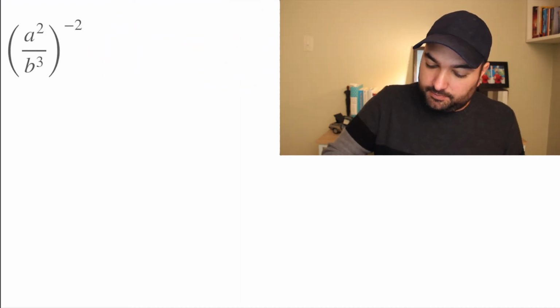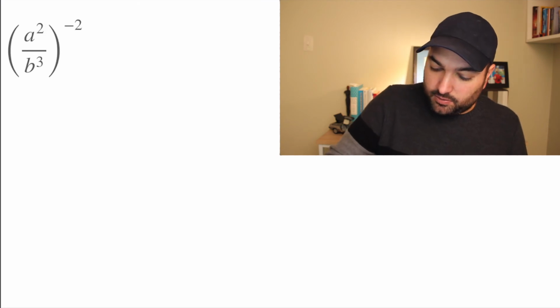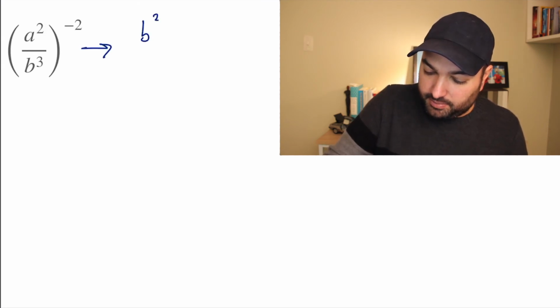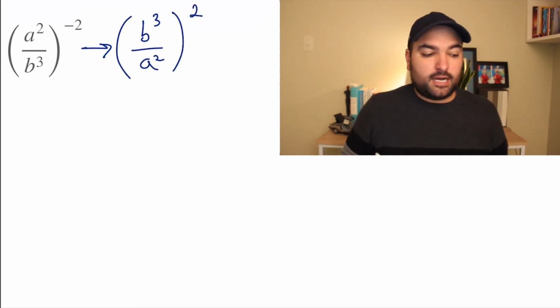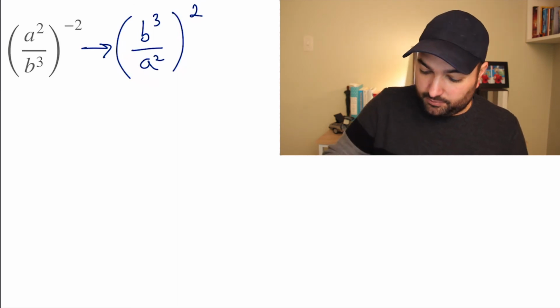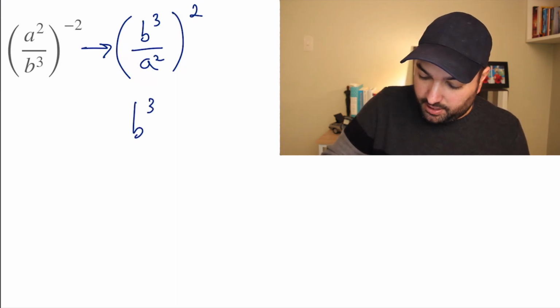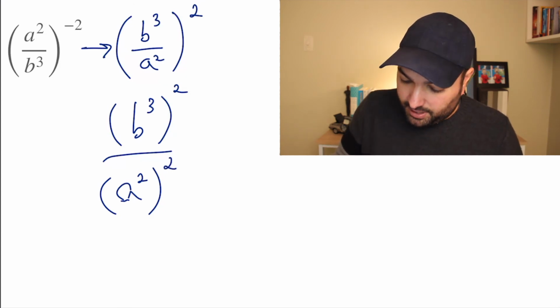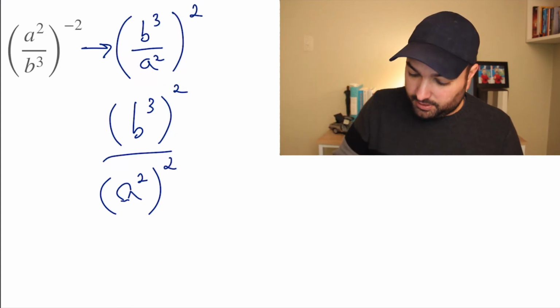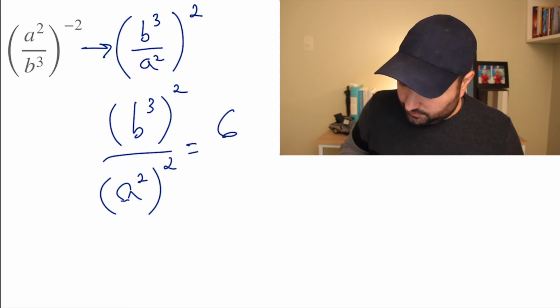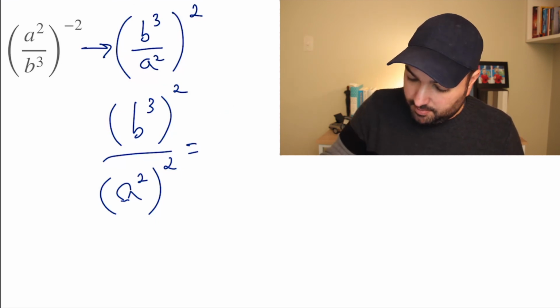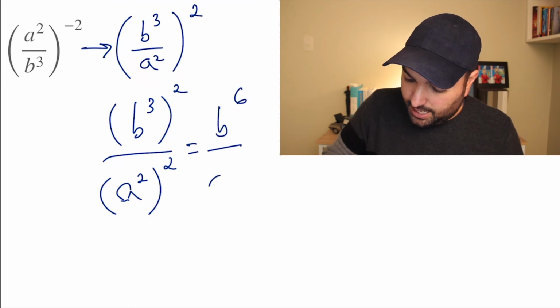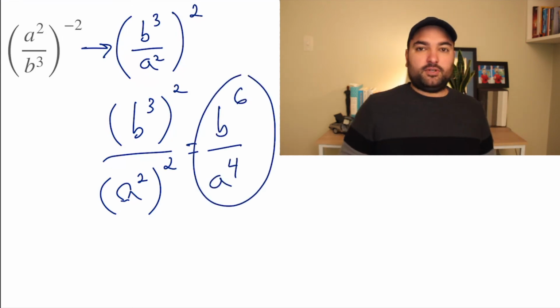Next one, we have, again, a fraction to a negative exponent. Quite simply, just flip over the fraction, b cubed over a squared to the power of 2, and now this is a power to a power, so what we'll have, and I'll do it a long way, is b to the power of 3 squared over a to the power of 2 squared. Now we'll have to apply those powers. Now when you have a power to a power, you multiply, so this becomes b to the power of 6 over a to the power of 4, and that's fully simplified.